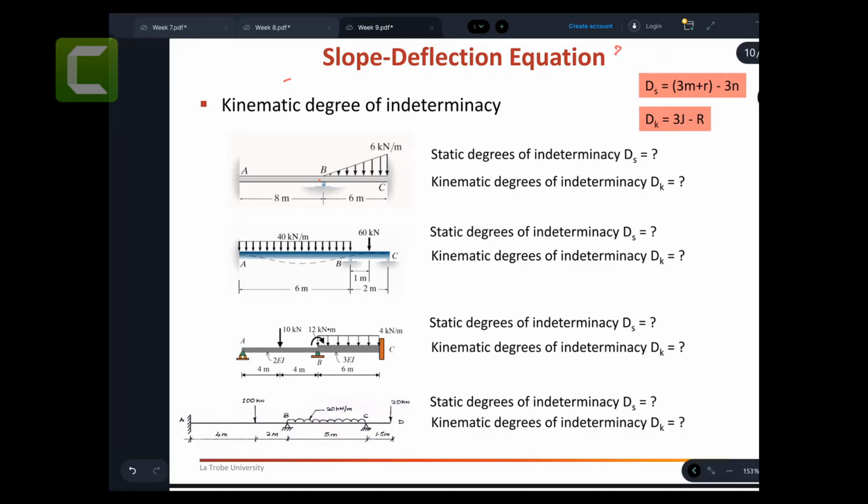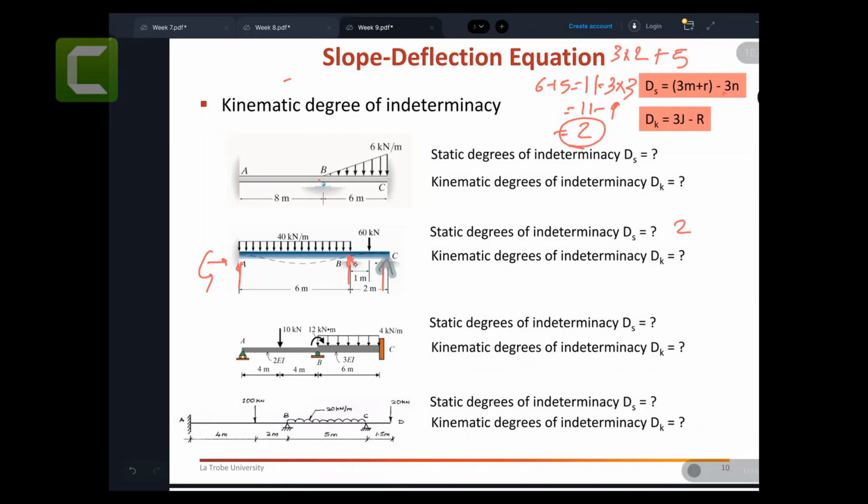DS, so 3 times how many members you got? 2, plus how many reaction forces? 1, 2, 3, 4, and 5. So total 6 plus 5 equals 11. And then minus 3 times how many joints? 3 joints. So 11 minus 9 equals 2. Correct? So there are 2 extra forces more than the equilibrium equations that we can't solve. So that is number 2.